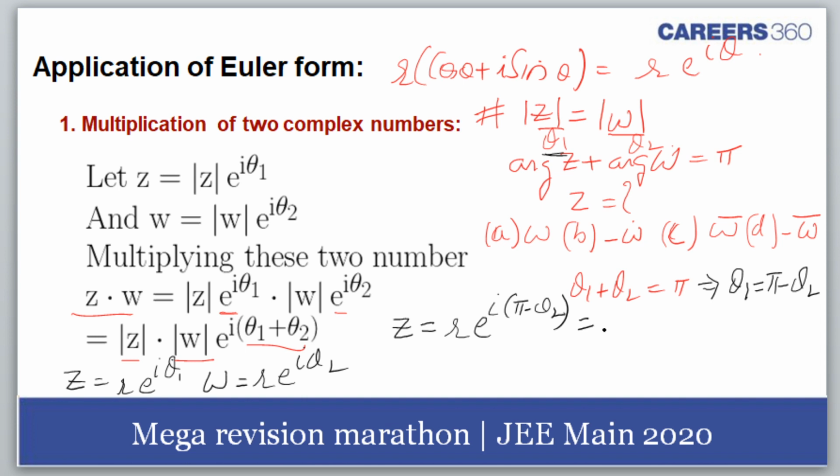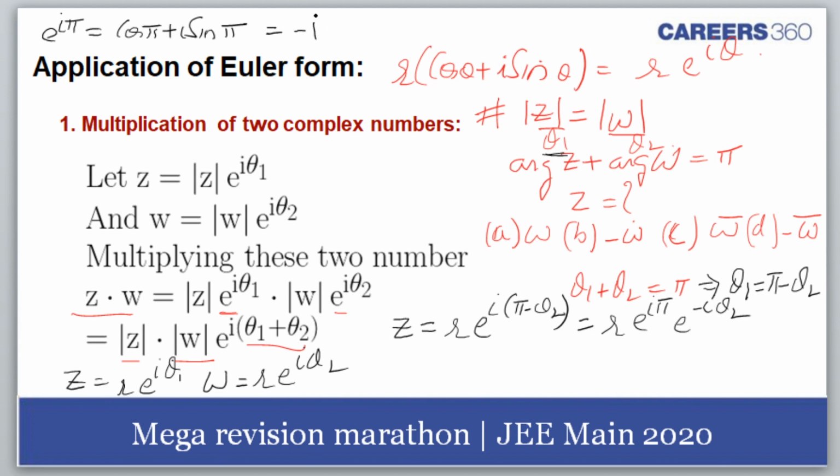So that would be r e^(iπ) into e^(−iθ2). Am I right? Now, e^(iπ) would be cos pi plus i sin pi. Cos pi is minus 1, sin pi is 0. So e^(iπ) is minus 1. I replace this by minus 1, and I get minus r e^(−iθ2).